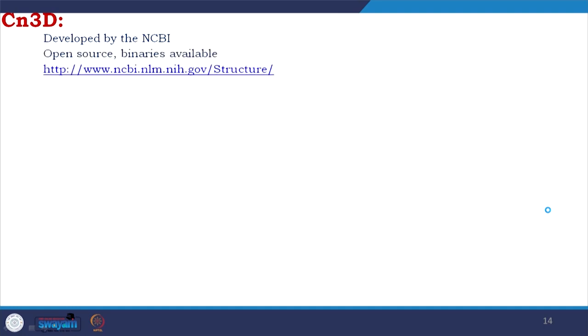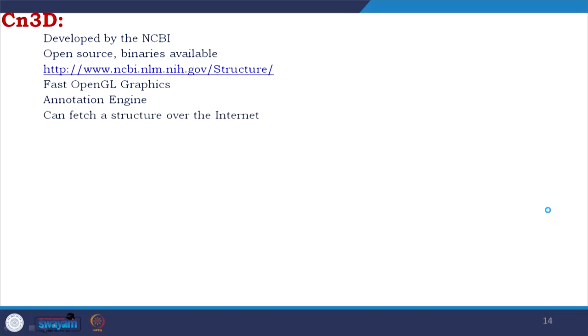Coming to CN3D, it is developed by NCBI. Again, open source, the binaries are available, the link is provided here. First, OpenGL graphics, an annotation engine is provided, and it can fetch a structure over the internet. This is the first of its kind, where now you will see this feature in most of the software. If you have internet, you could directly fetch the 3D structure by providing the PDB ID.